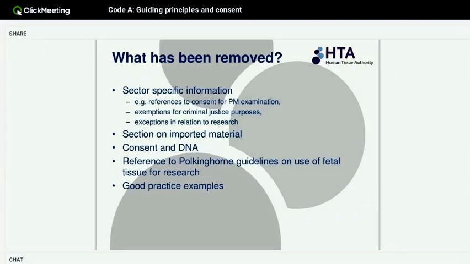In terms of what's missing from this code that was in the previous code, a good chunk of sector-specific information has come out. As I say, that was based on feedback we'd received. For example, references to consent to post-mortem examination, the detail of which sits within the post-mortem code. In terms of exemptions for criminal justice purposes, we found that when we get questions in this area, it's often bespoke advice and guidance that's needed, and therefore if there are any questions in that area, we would push and support people to contact us directly with the particulars of the case or the circumstances.